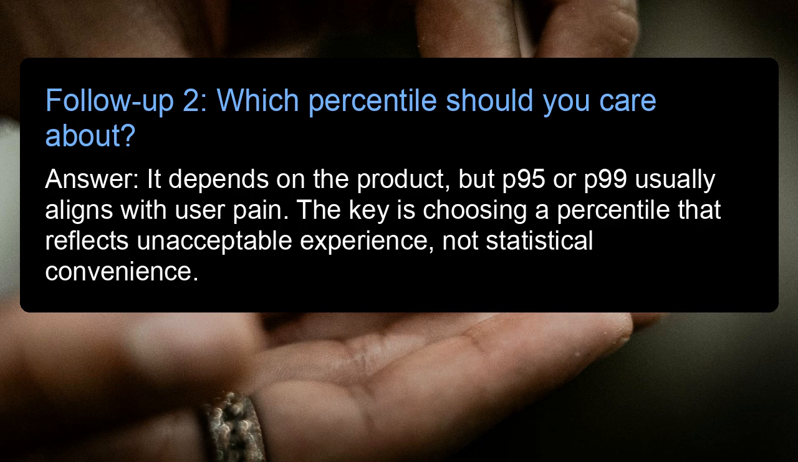Follow-up 2. Which percentile should you care about? Answer: it depends on the product, but P95 or P99 usually aligns with user pain. The key is choosing a percentile that reflects unacceptable experience, not statistical convenience.